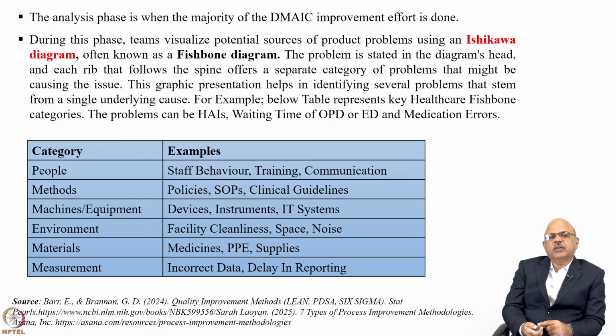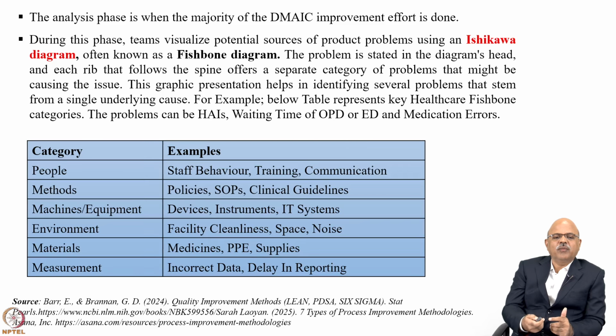The analysis phase is when the majority of the DMAIC improvement effort is done. And how do we connect this? It is connected with the fishbone diagram, or the Ishikawa diagram, which you have been taught, and the team has to be trained for that. The diagram's head is where you have the major problem, and the ribs of the fish follow the spine, which is a strategy to understand the separate categories of the problems.